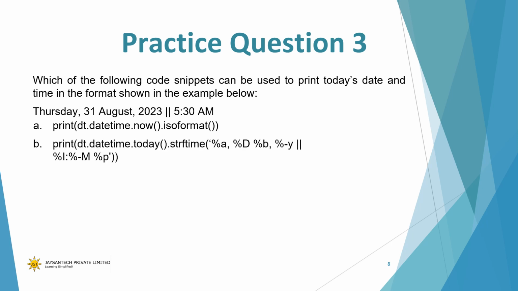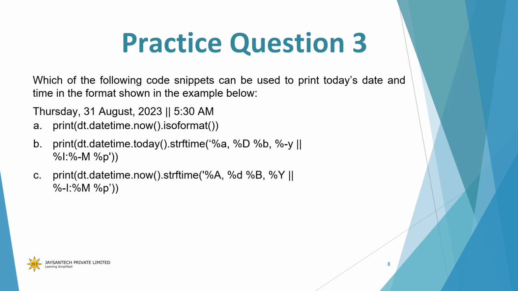So this is wrong. Option B, datetime.today().strftime(), you're passing %a. Now small a will not return Thursday. It will return just Thu. So B is wrong. Next option C, datetime.now().strftime() with %A. So this will return the entire name of the day, Thursday, comma, %d, it will give the date 31. %B, it will give the entire name of the month, August, comma, %Y. This will give you the 4-digit year. Then the pipe symbol, %-I. Now %I will return 05, but %-I will return just 5. So this is correct. Then %M, which is minutes, and %p will tell you whether it is AM or PM. So C is correct.